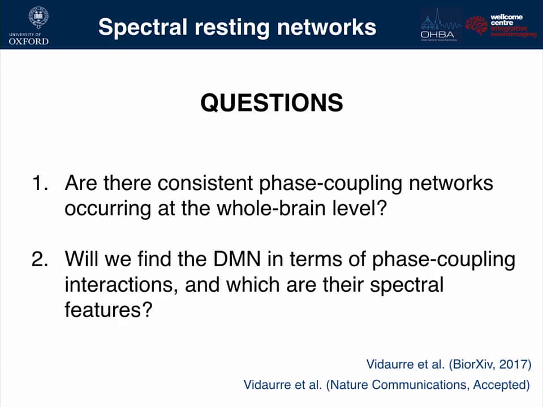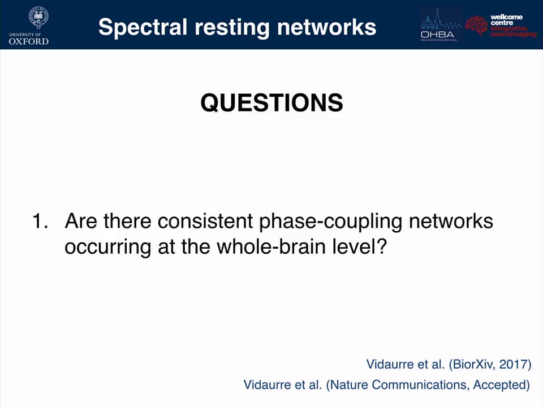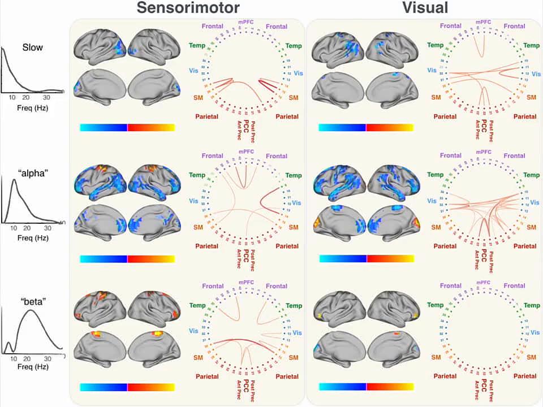So here the questions are: are there consistent phase coupling networks in the brain? And one network that we're interested in is the DMN. How is the DMN in terms of phase coupling, and what are its spectral features? So I'm going to start with question number 1. So we run this on a number of resting-state subjects, 50 subjects, and we estimate a number of states. I'm going to show you a couple of them here. One is a sensory motor state, one is a visual state. Both get characterized, as I say, by power and phase coupling, and these networks are spectrally defined. So these quantities are defined as a function of frequency.